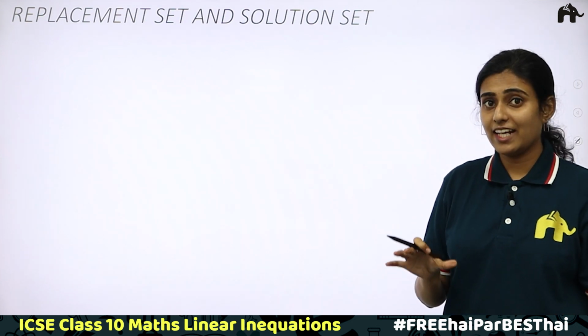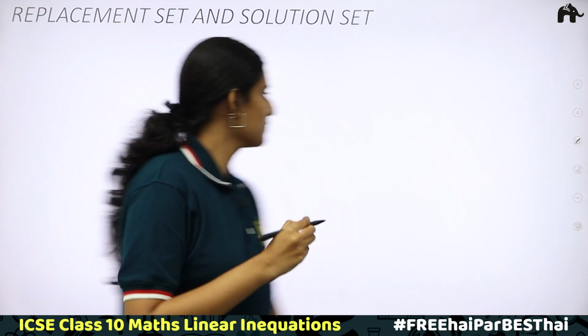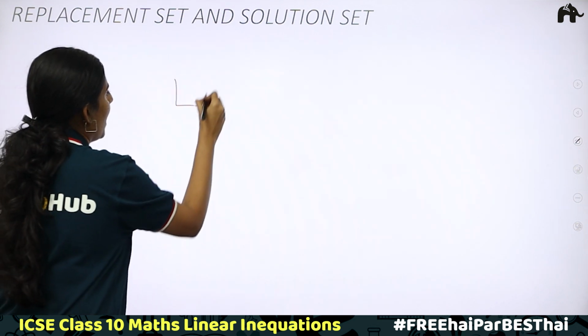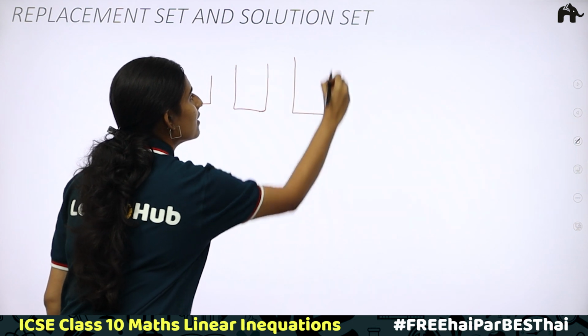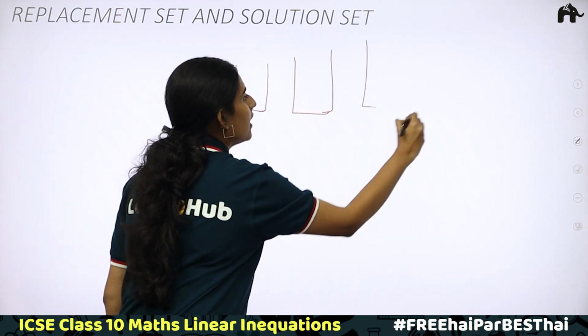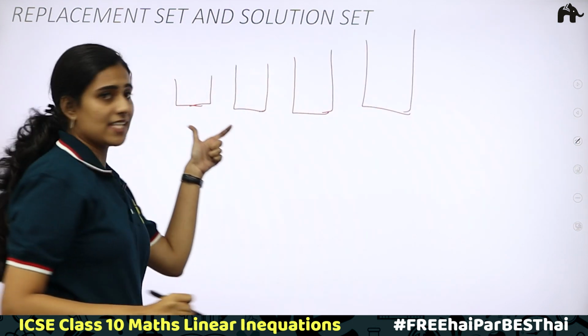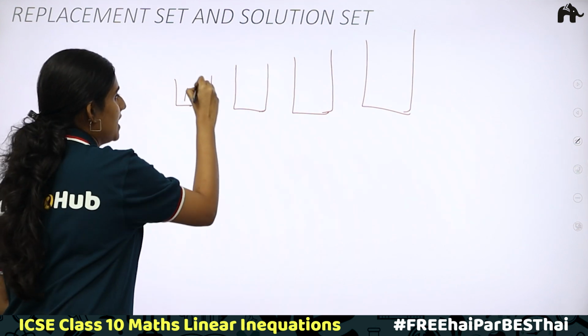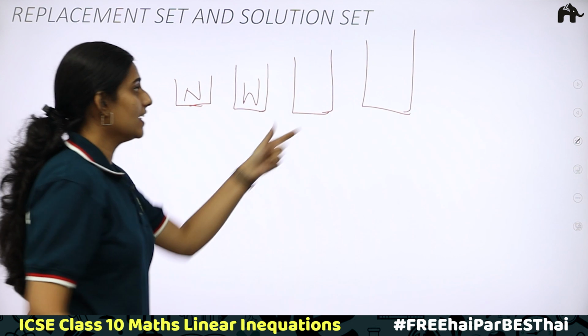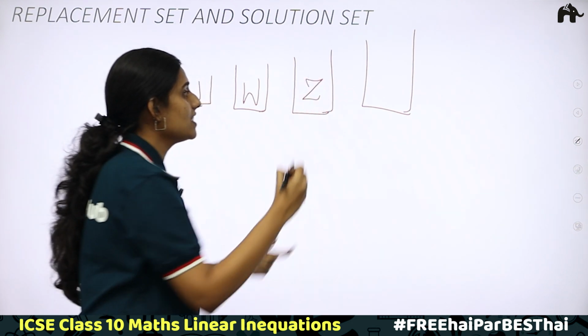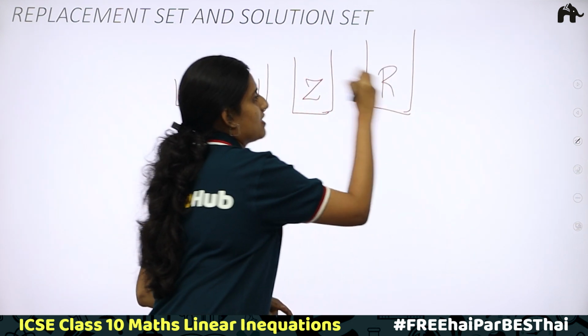To understand this idea, let us take a simple example. I have 4 baskets with me. In the first basket, I am filling natural numbers. In the second, whole numbers. Third, integers. And in the fourth, real numbers.